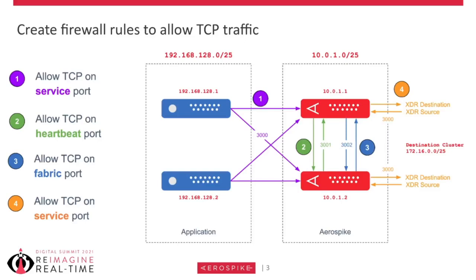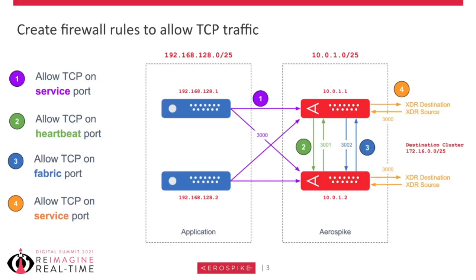The next 2 types of traffic are Heartbeat and Fabric. Heartbeat is our clustering protocol. This allows the database nodes to exchange information with each other about the cluster so that the cluster can respond to a changing cluster size. Maybe a node died, maybe you've added 3 more nodes to the cluster, that type of thing.